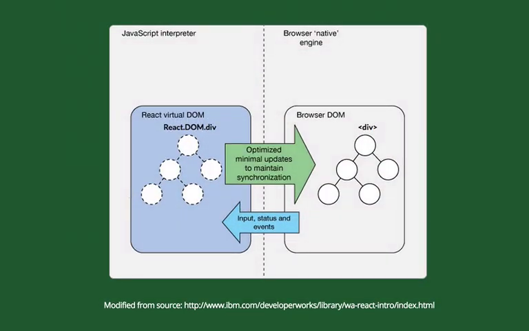So it looks something like this. You have the JavaScript interpreter on one side, and you have the browser native engine on the other side. The browser DOM will send over input, status, events, anything that happens on the page that the virtual DOM might care about. The virtual DOM will then process all that, re-render where applicable, generate this set of instructions, and then execute those on the browser DOM. So let's see an example of that.